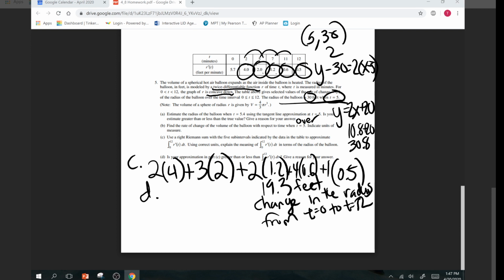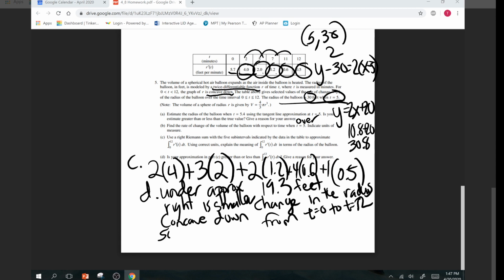And D says, is your approximation in part C greater or less than the integral from 0 to 12? This is some gravy. The last one in the previous question was really hard. This one's not at all hard. If we pick the right value on the interval, it's always less than the left value. So we're always under approximating. Cool. Under approx, right is smaller. And we have this extra information that we should provide in our explanation, which is that the graph is concave down.